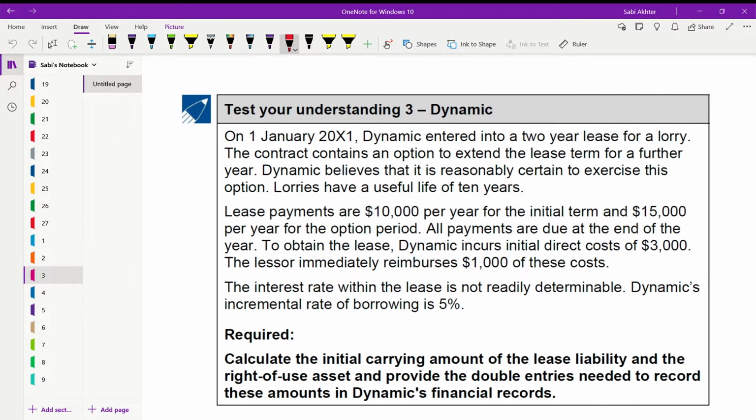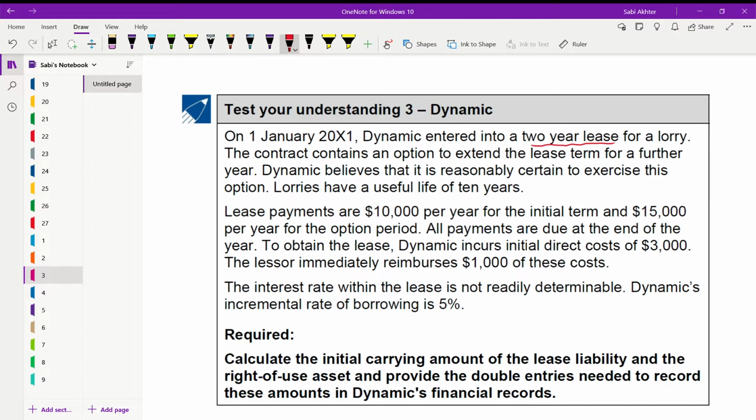On 1st of January 2001, Dynamic entered into a two-year lease. So here you don't have to identify whether it's a lease or not. Here they have clearly told. You only have to identify whether it's a lease or not when they say the word contract. If one has entered into a contract with another party, then you have to say whether that contract is a lease or not. But here they have clearly told it's a 2-year lease. So it's a lease.